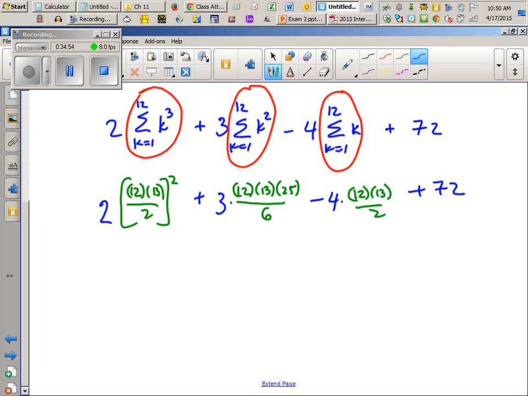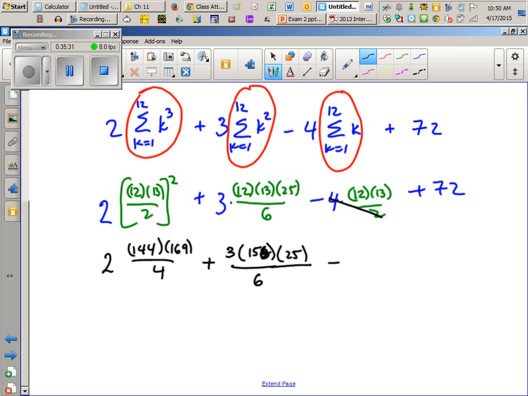If I can do it without a calculator, that's great. If I feel like I need a calculator, then fine. But the whole point is not to just do the whole problem on the calculator screen. Maybe the last step or 2. Okay. So we basically have 2 times 144 times 169 all over 4. And then we've got 3 times 156 times 25. 12 times 13 is 156.